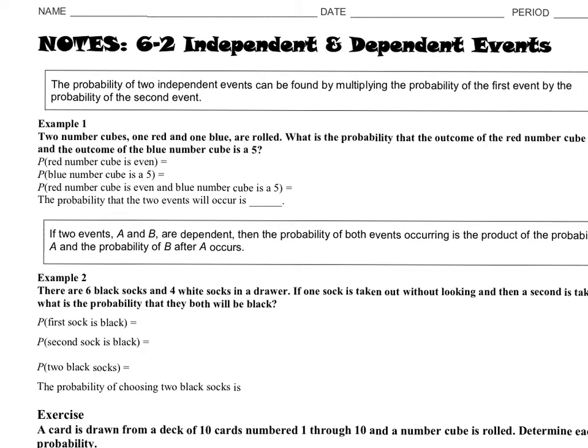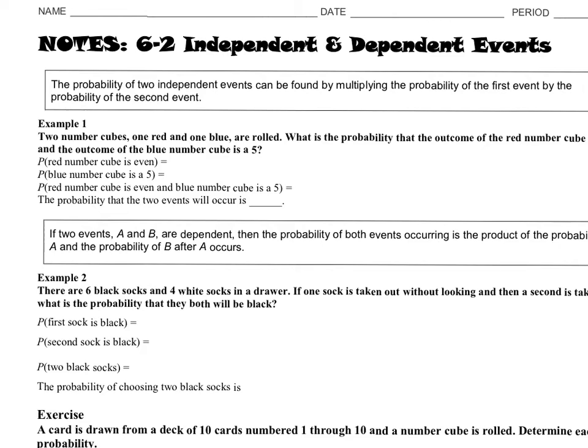one does not affect the other. Does that make sense? What I roll on the dice does not affect what I flip on the coin, right? So these events are independent of each other. Okay, you good with that? Because what I get on this does not affect this.